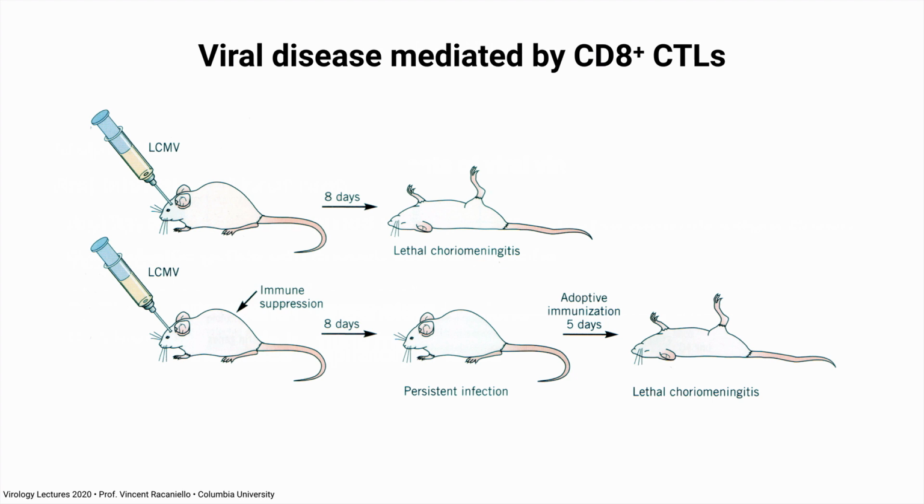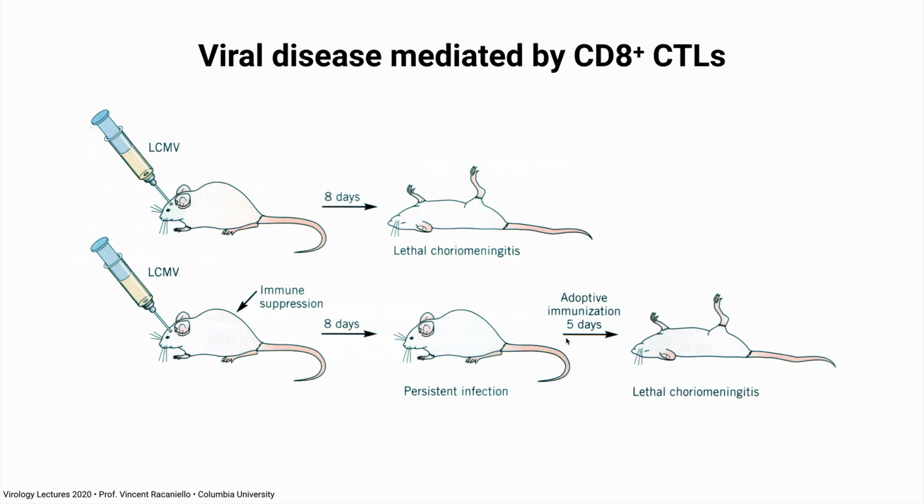Here's an example of a viral disease mediated by CD8 positive cytotoxic T lymphocytes. And this is our friend LCMV, lymphocytic choriomeningitis virus, which is a mouse virus. If you take a mouse and inject LCMV intracerebrally, and remember, you only need one PFU to do this, in 8 days the mice are dead. If you immune suppress the mice, they survive and they have a persistent infection. The virus is replicating but not causing any disease.